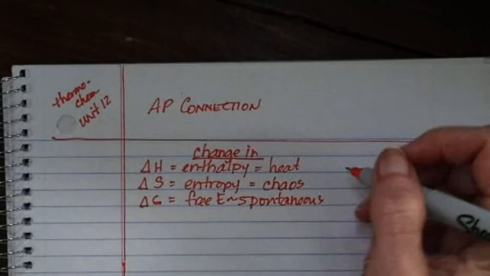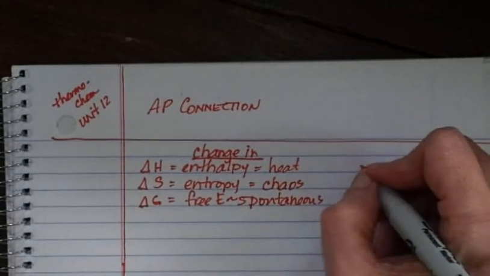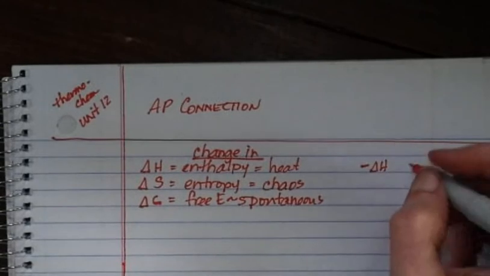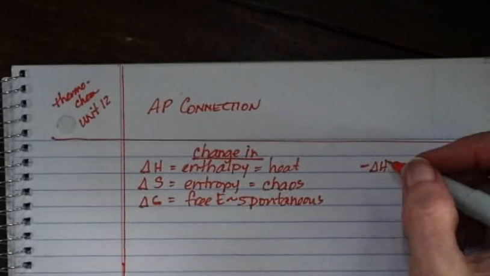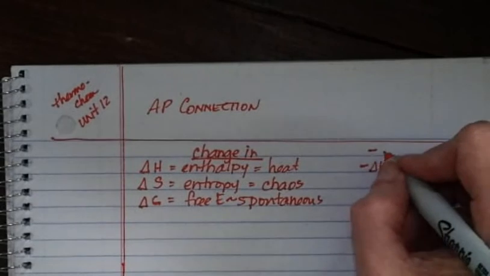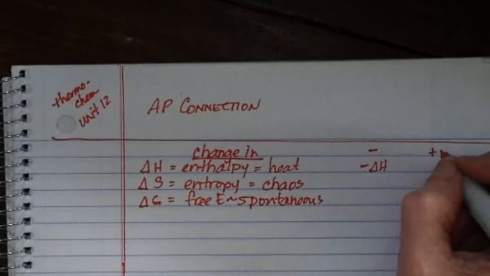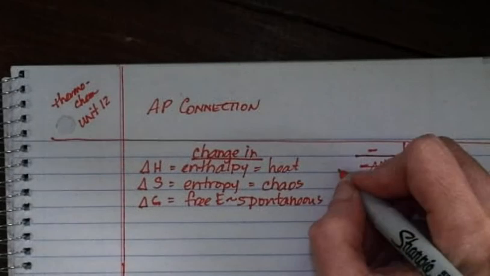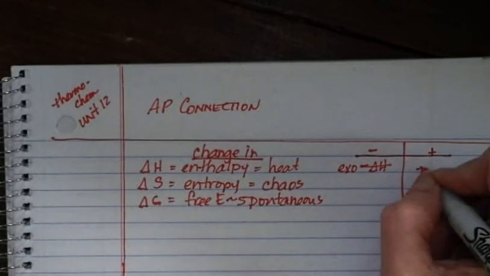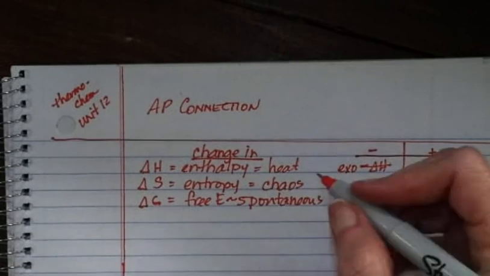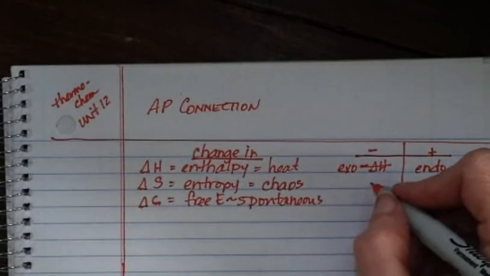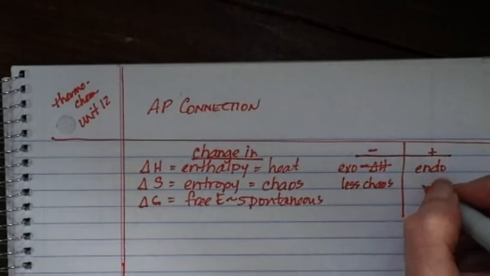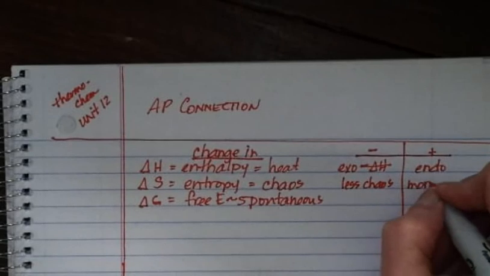So if it's enthalpy and we have negative delta H, then actually, I don't have a way to erase this one. Let's put negative up here and positive over here. So I'll make a little T-chart here. So if it's negative delta H, it's exothermic, and if it's positive delta H, it's endothermic. If it's negative entropy, there's less chaos. And if it's positive entropy, there's more chaos or disorder.